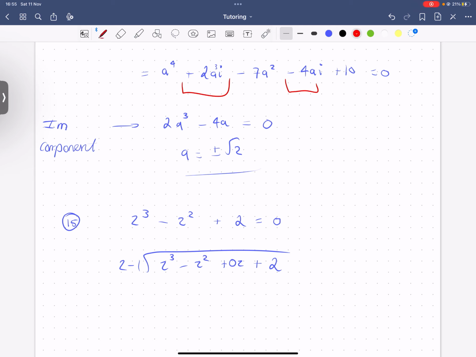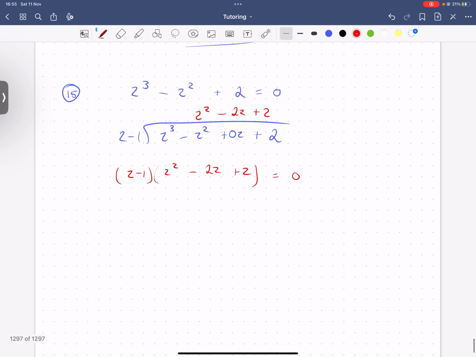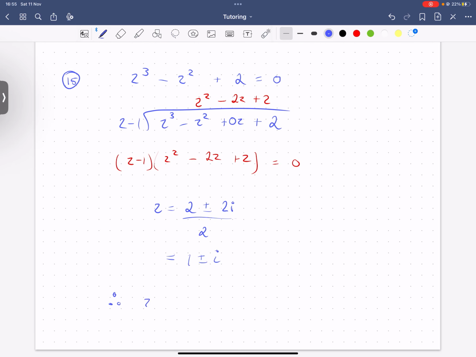Now if you do that, you get z squared minus 2z plus 2. So this is z minus 1 times z squared minus 2z plus 2 equals 0. Now if we use the quadratic formula to solve that, we get 2 plus or minus the square root of 2 squared minus 4 times 2, which is minus 4. The square root of minus 4 is 2i, over 2, which is 1 plus or minus i. So therefore our solutions are z is 1 or 1 plus or minus i.